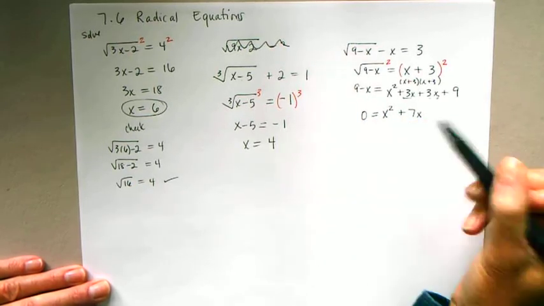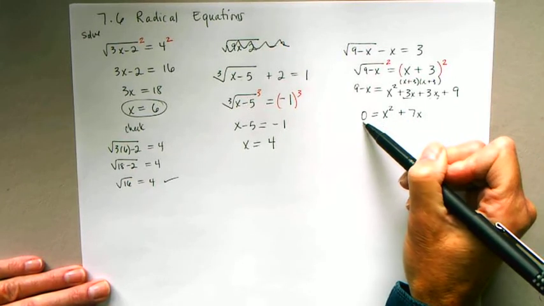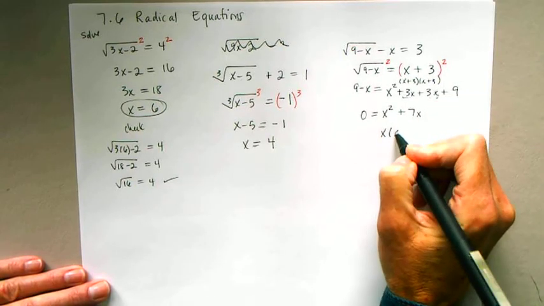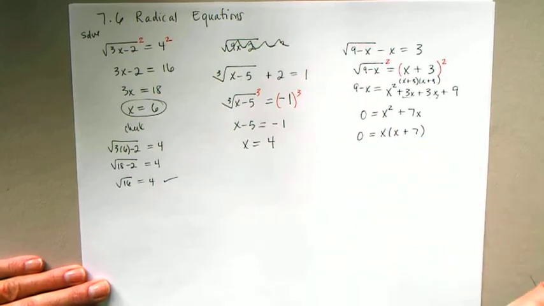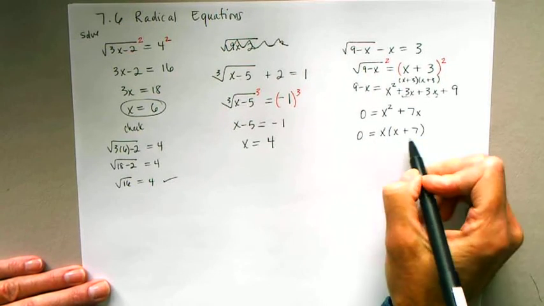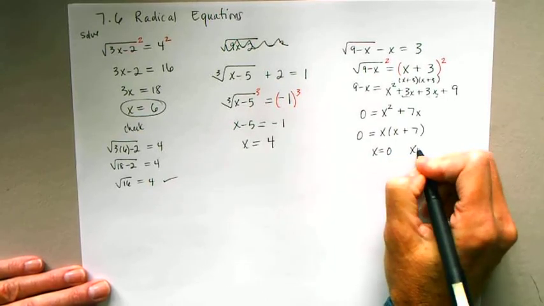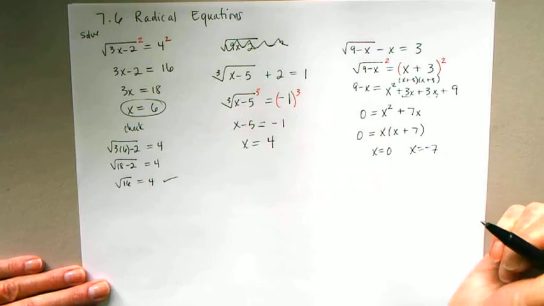But still, I have x squared and x, so I know I need to set it equal to 0 and factor. And here, I just factor out the common factor, x, which gives me that. Now, setting each factor equal to 0, I get 2 answers. I get 0 and I get -7.